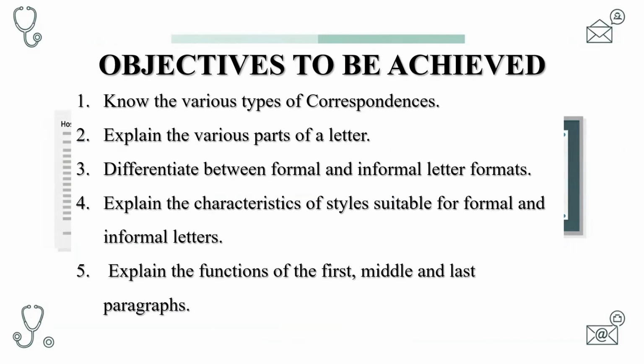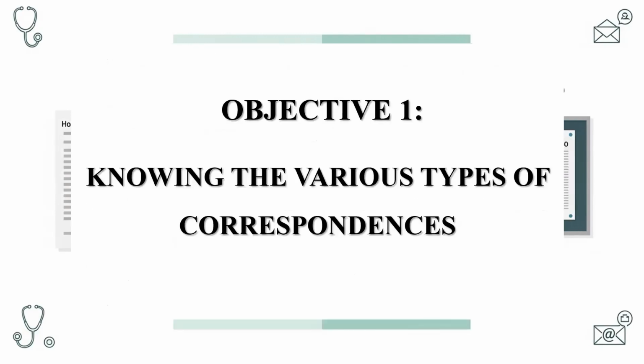With regards to Module 3, here are the objectives to be achieved. Number 1, we'll know the various types of correspondences. Number 2, we'll explain the various parts of a letter. Number 3, we'll differentiate between formal and informal letter formats. Number 4, we'll explain the characteristics of styles suitable for formal and informal letters. Number 5, we'll explain the functions of the first, the middle, and the last paragraphs of a letter.